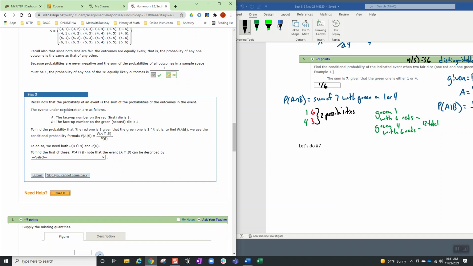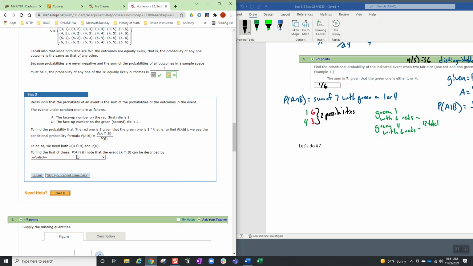Okay, the events under consideration. The face-up number on the red, which we're calling the first die, is 3, and the face-up number on the green die is 3. To find this probability, we use the conditional probability formula. So the red one is 3, given that the green one is 3. So to do so, we need to find both the probability of the intersection and the probability of B.